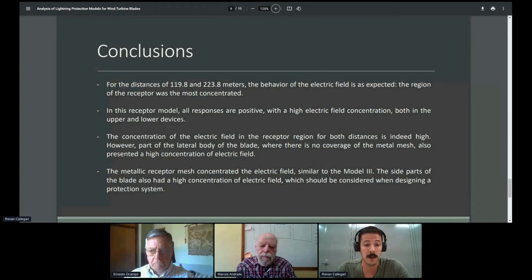However, it's pertinent to note that the area of the blade body constituted a relevant part of the electric field. The total or partial coverage of the wind turbine blade with a metallic mesh may vary according to the manufacturer's design, and they consider other performance parameters. The metallic mesh concentrated the electric field similarly to Model 3. The sides of the blade also had a high concentration of the electric field. And these are the points to consider when we design a protection system for the wind turbine blade.